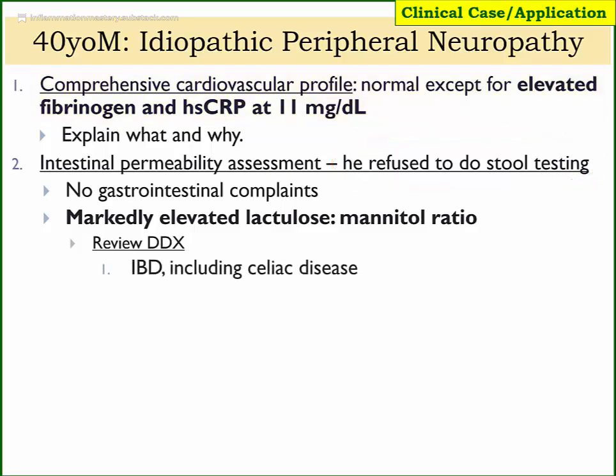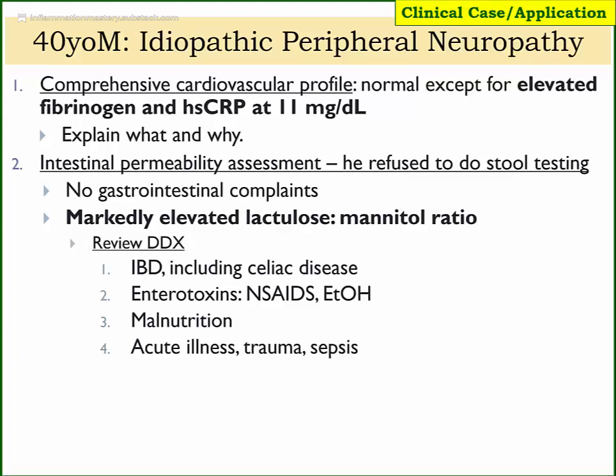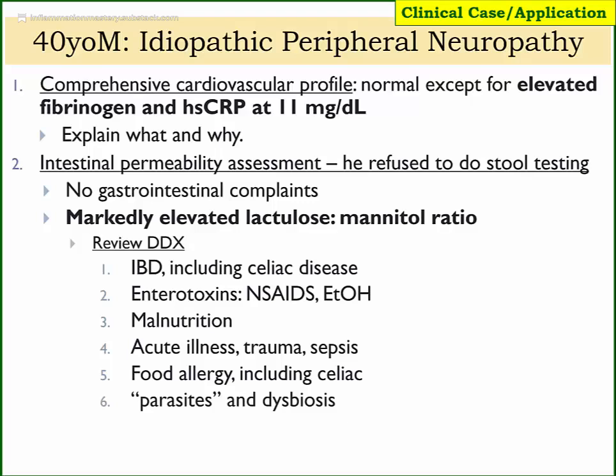Anytime we think about leaky gut, we want to think about the most common causes of leaky gut. Those include inflammatory bowel disease and celiac disease, overconsumption of enterotoxins such as NSAIDs and alcohol, clinical malnutrition, acute illness, trauma, and sepsis, also food allergy, again including celiac disease, and any type of so-called parasites or dysbiosis. You'll notice that many of these can be excluded by a good history and physical exam, so in my opinion, that makes us focus on food allergy and parasites.